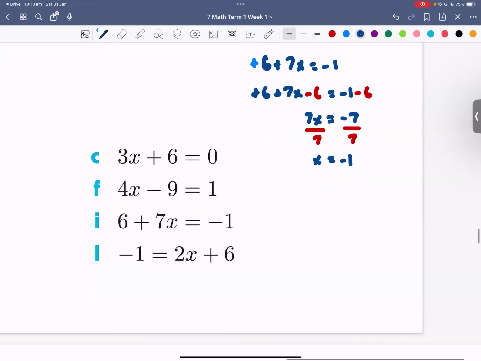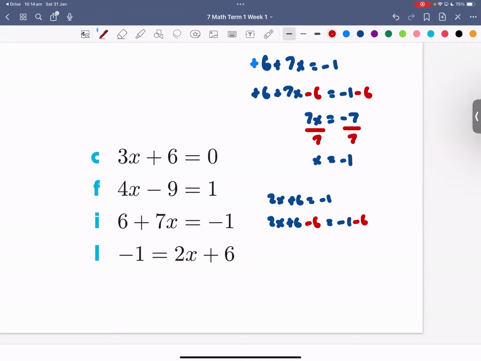Lucky last. -1 is 2x plus 6, but I'll write 2x plus 6 first. So 2x plus 6 equals -1. I've got to get rid of plus 6 on both sides. So plus 6 minus 6. And on the other side, I write -1 minus 6.